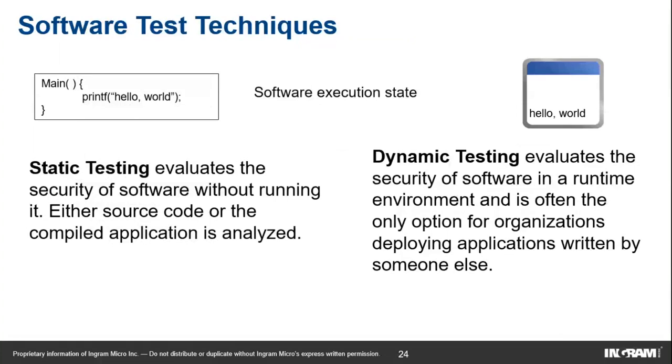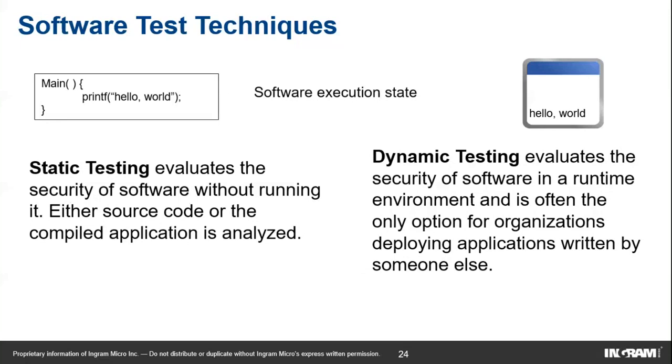And there are two types of testing when it comes to software. One is called static testing. The other one is called dynamic testing. Static testing is more like code reviews or compiled application review, where you will not be actually checking the execution state. During execution, it can call some other libraries, and you might not be looking at those things. That is what dynamic testing would do.